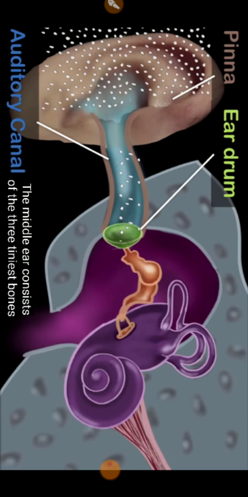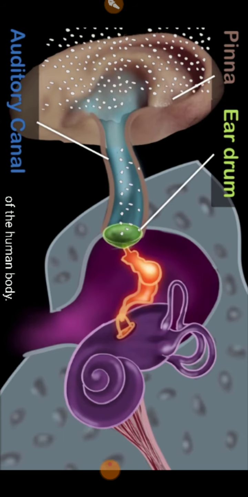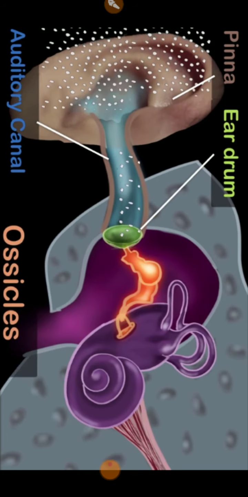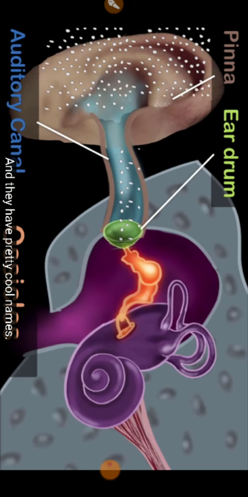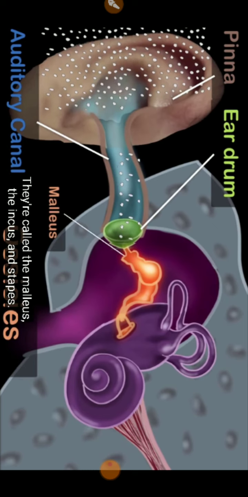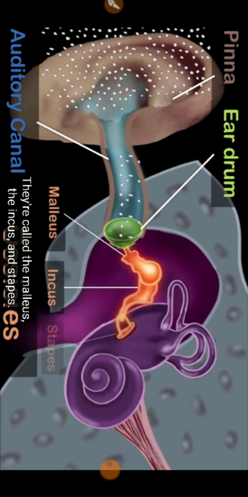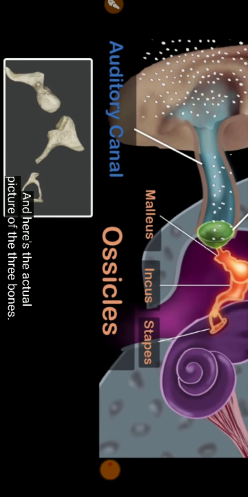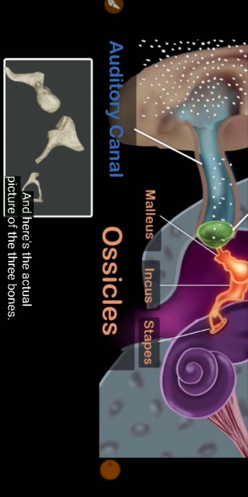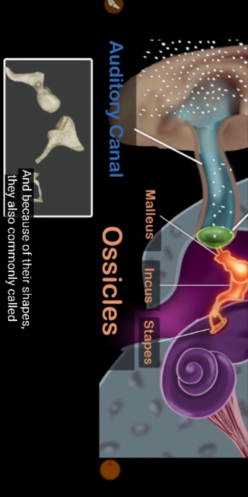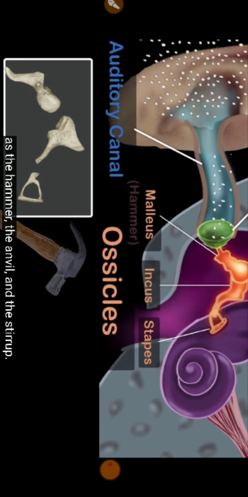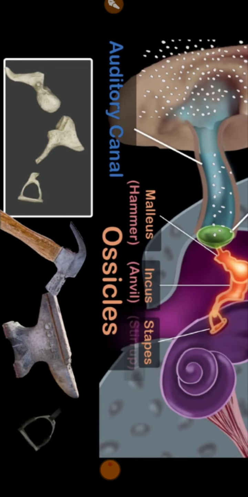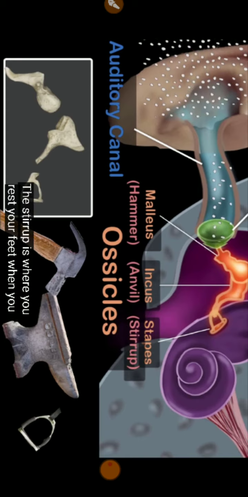Now the sound has reached the middle ear, which carries three small bones. Hammer, anvil and stirrup are their common names. Okay, these three are commonly called ossicles. And what are their actual names? Malleus, incus and stapes. Hammer, anvil and stirrup are their names just because of their shapes. Okay, so what is the stapes?